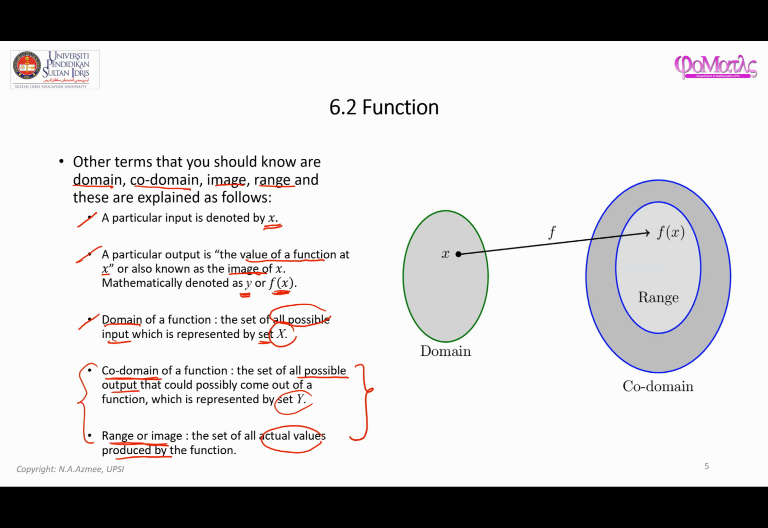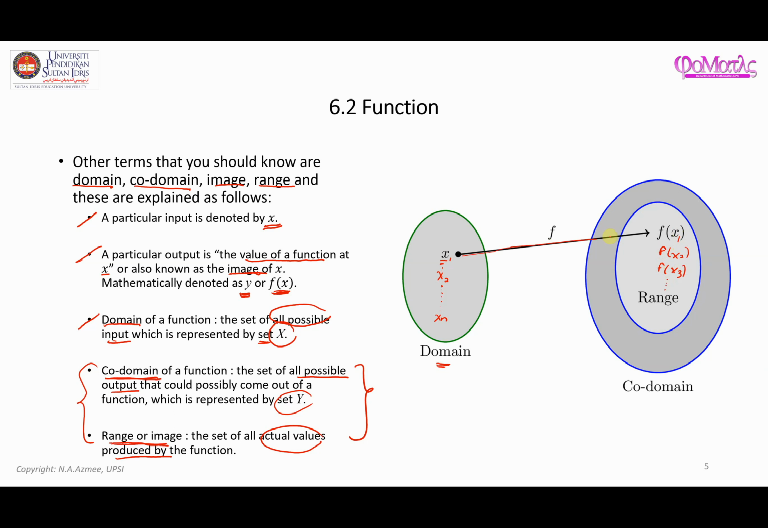Now this graph here represents a simple idea that links domain, codomain, image, and range. So this is the domain. A particular input is X. Of course, there could be a lot of other inputs, so this could be X1, X2, and Xn. The same thing, this could be f(x1), f(x2), f(x3), and so on.